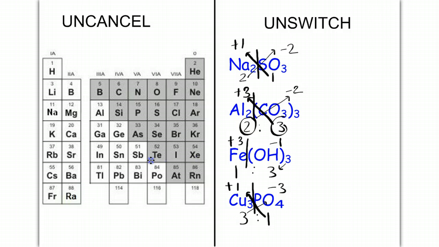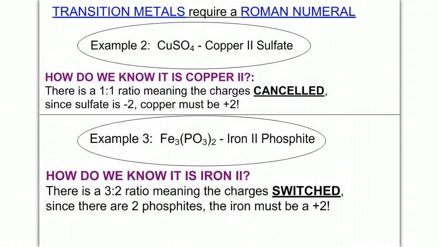So now that we know how to uncancel and unswitch, we can learn how to name them. And all you do after switching, uncanceling or unswitching, is you name the cation, you name the anion. So in this case, if I uncancel them, I know sulfate is -2, which means copper must be +2. So the name of this is copper 2, that's my cation, and sulfate, which is my anion.